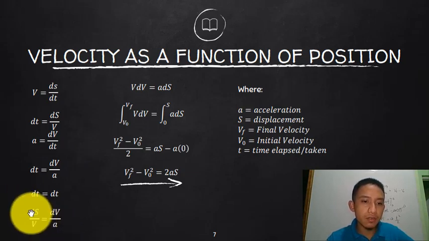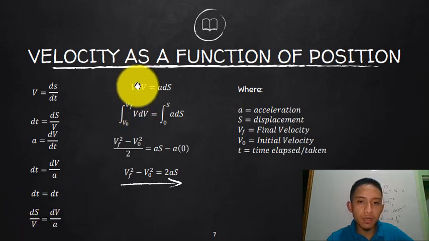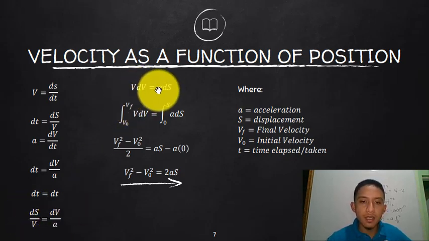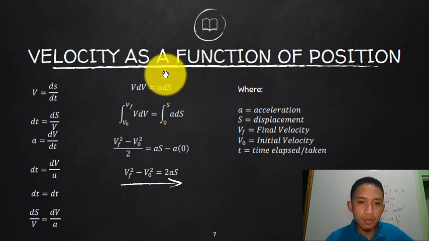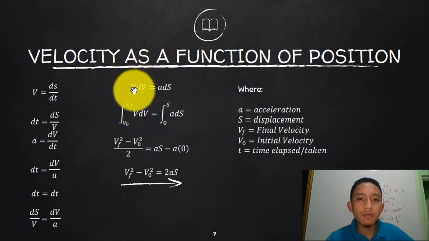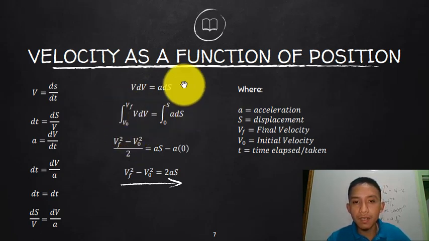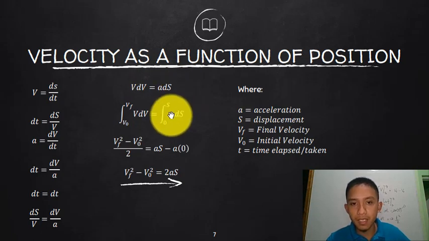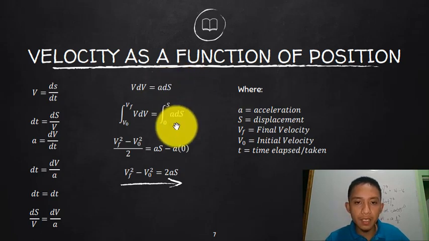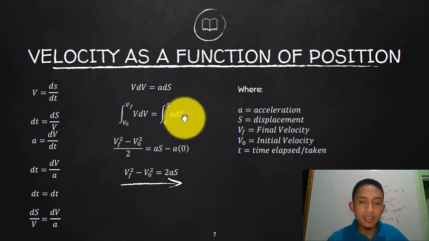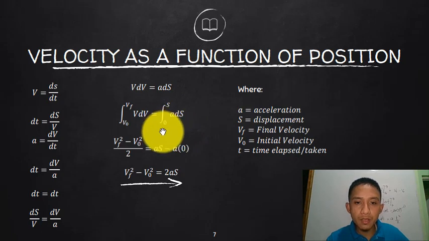Cross multiply a in your ds, v in your dv. You will have here your resulting equation, and then integrate both sides. So your variable here is just v. So integrating your v, you will have again your limit from initial velocity to final velocity, and then integrating this side, you will have a ds. But again, a is just a constant there. So your ds is just your variable, so your variable is s. Your limit will be from 0 distance to distance s.